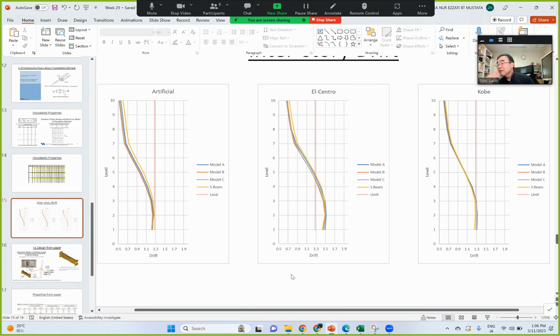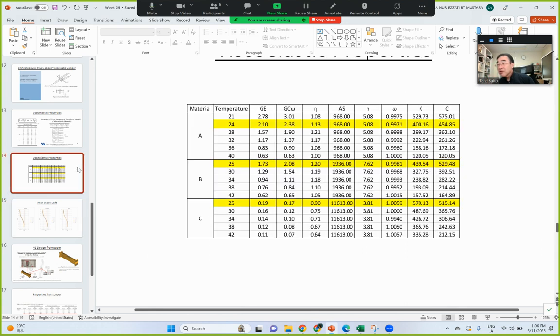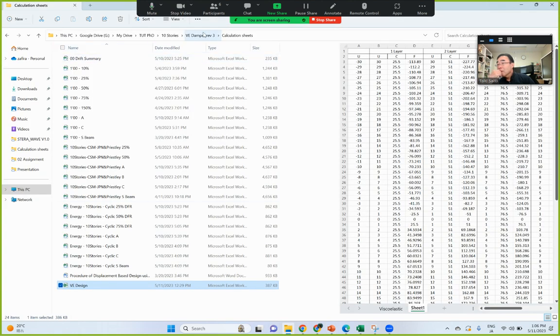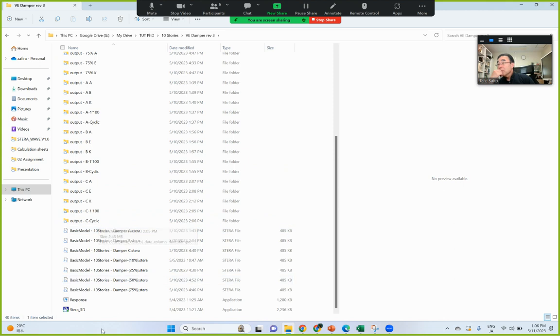How did you run models A, B, C? Time history analysis. I used artificial El Centro and Kobe. And you applied viscoelastic material? Yes, I put it inside. If I open Stera. No. Okay.